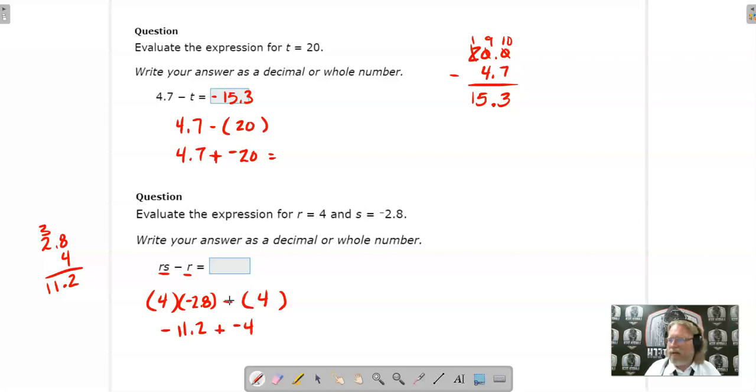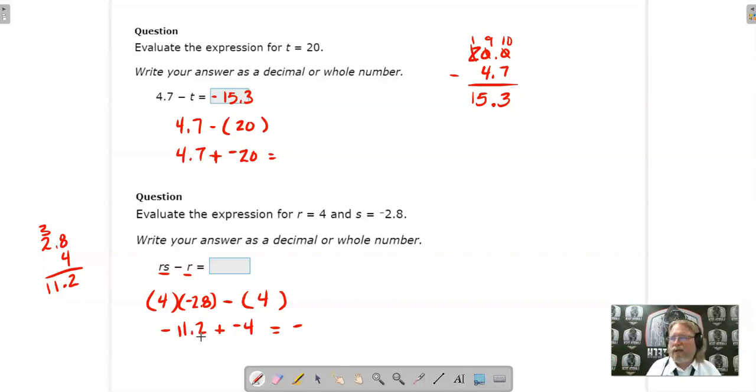Well, I'm going to put plus negative 4. Change the subtraction to addition, and then change the positive 4 to a negative 4. The reason this helps is because now I have two negative numbers that are being added together, so I know the answer is going to be negative. I'm already starting out with a negative 11.2, and I'm just getting even more negative. Just like if they were positive numbers, I had a positive 11.2, and I was adding 4, the number would just get even more positive.